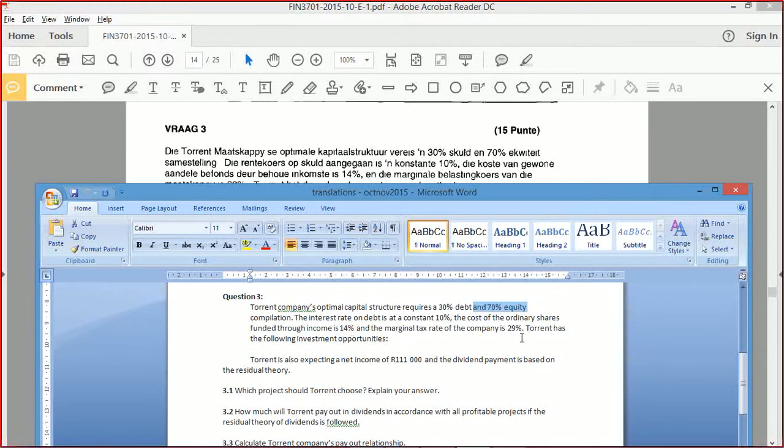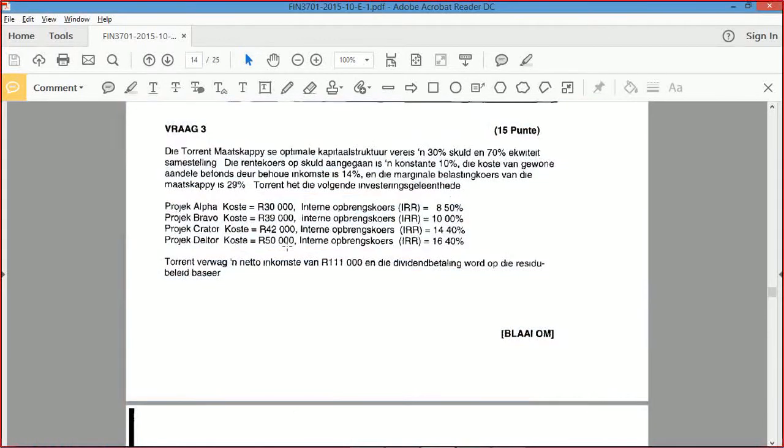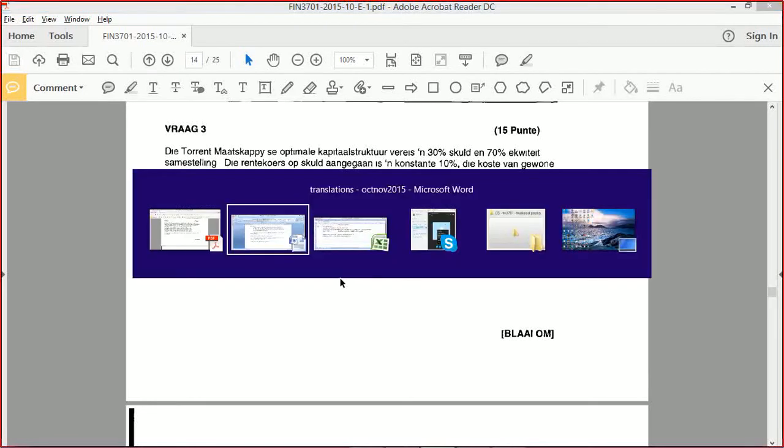Yeah. Okay, then you had the following investment opportunities. Right, so they gave you this, project A, B, C, D. They gave the cost, which is the initial investment, and they gave the IRR, which was that. Okay, and then just at the bottom here, they just said that the company had 111,000.